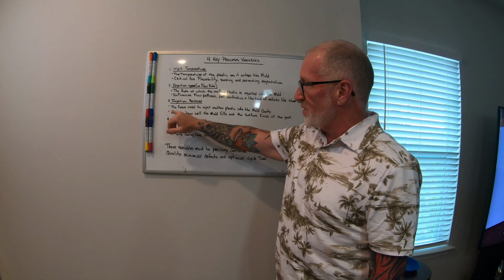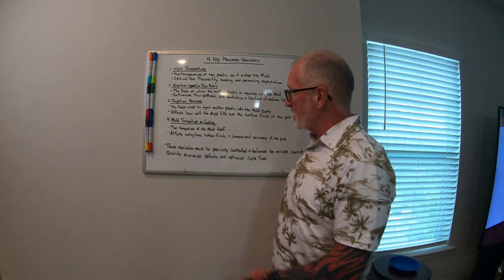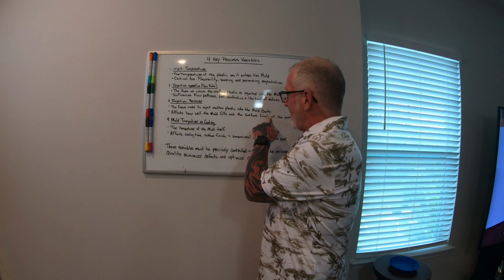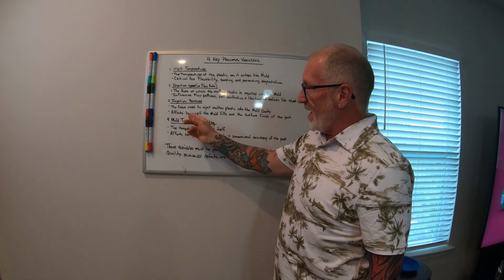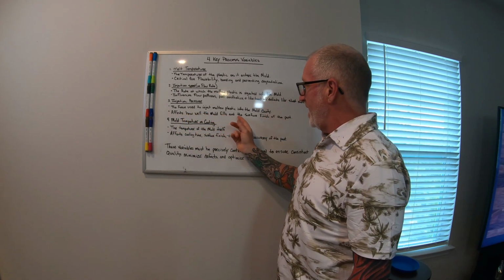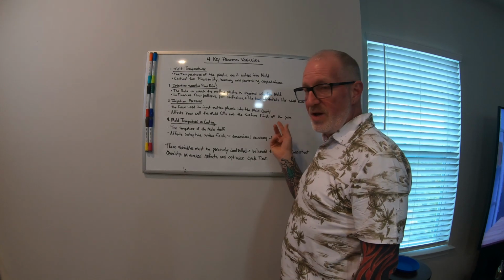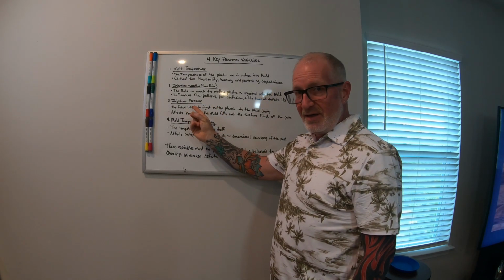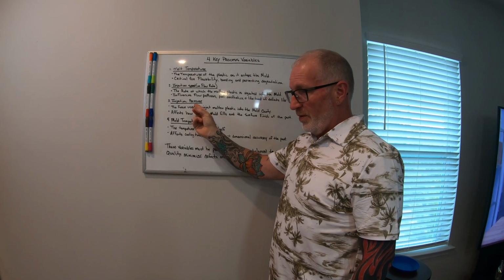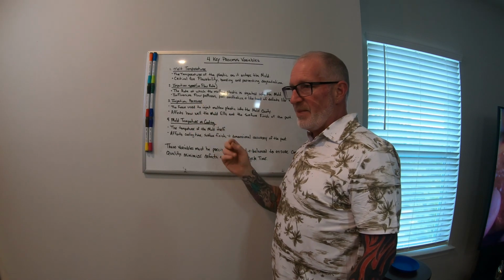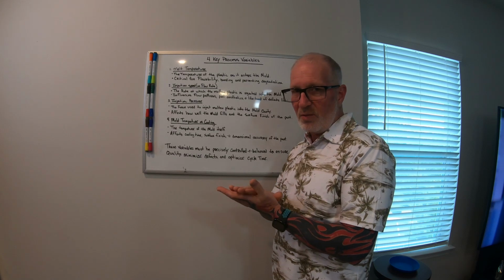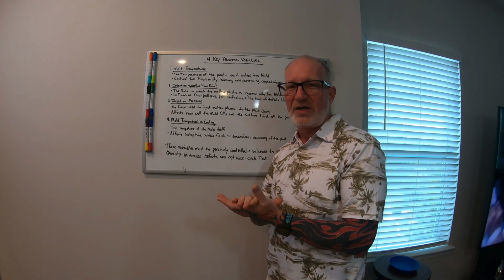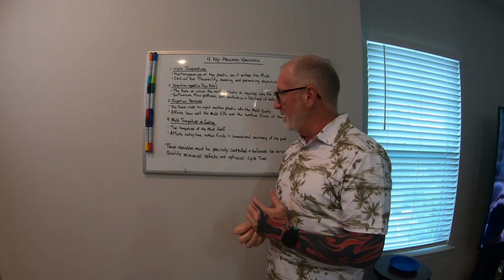So injection pressure, the force used to inject molten plastic into the mold cavity, affects how well the mold fills and the surface finish of the part. So the surface finish of the part, if you have too little pack or pressure here, what's going to happen is your surface finish is going to look really crappy, really grainy looking. It won't look really good at all.